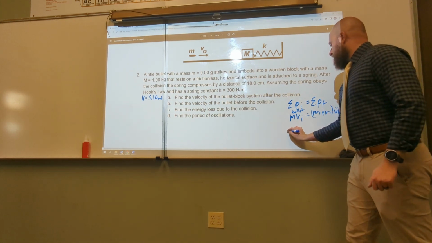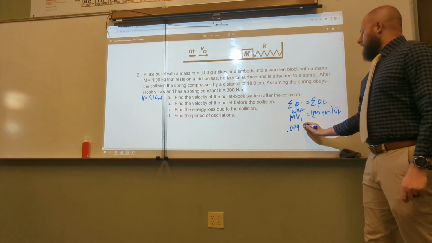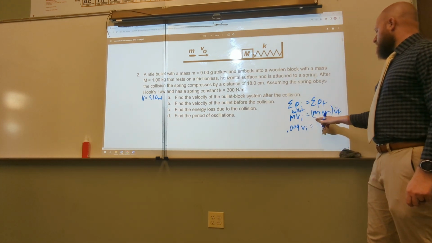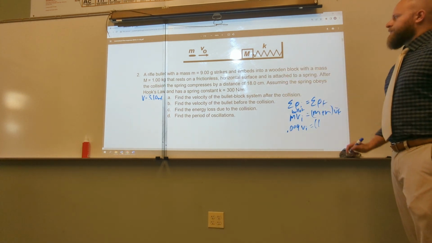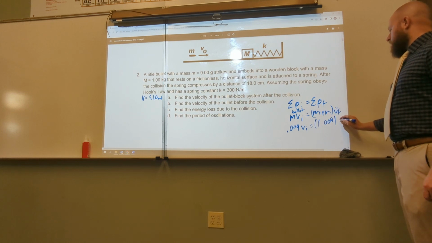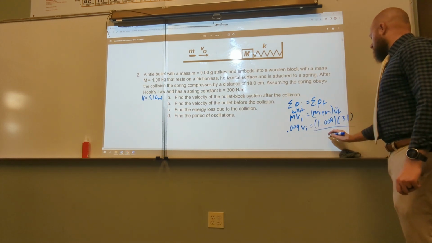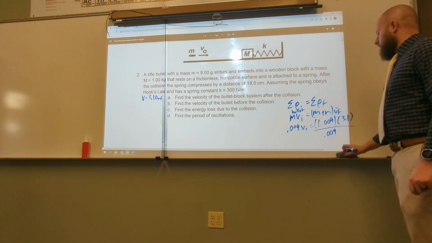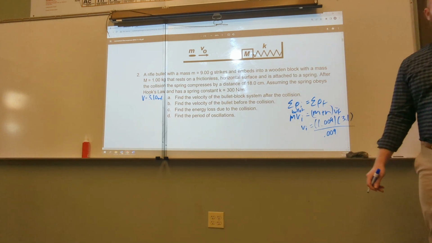So this is going to be 0.009, right, grams to kilograms. And then this is what I'm finding, vi equals, I have 1, because my block is 1 kilogram, plus 0.009, that's adding, and then I will multiply by 3.1, okay? And then just divide by 0.009, that will give me my initial velocity, okay?